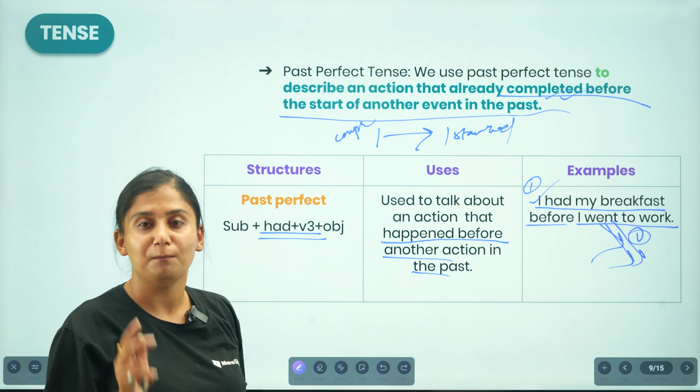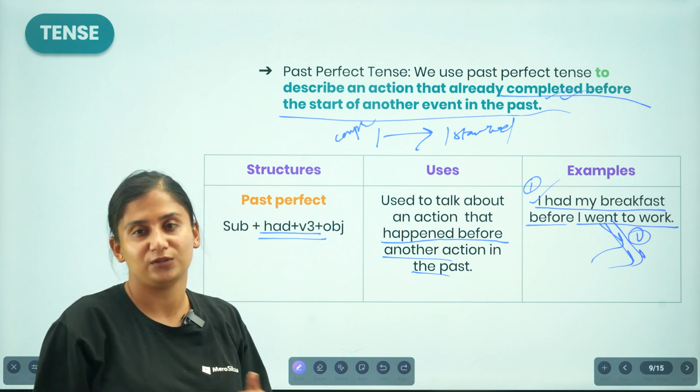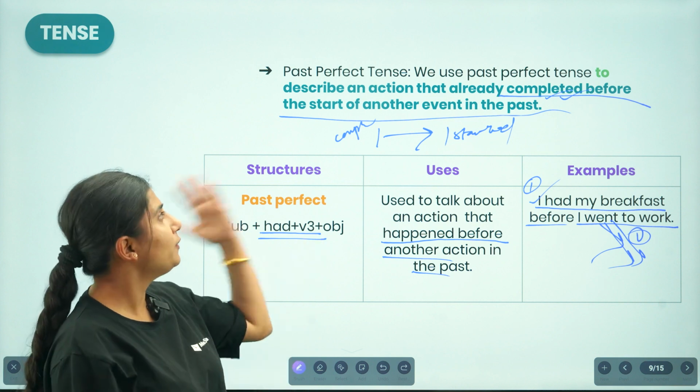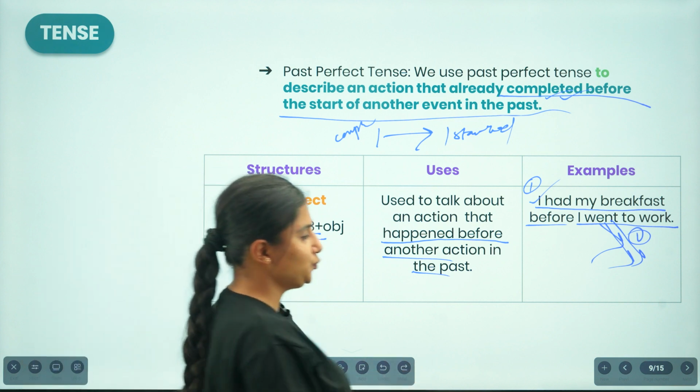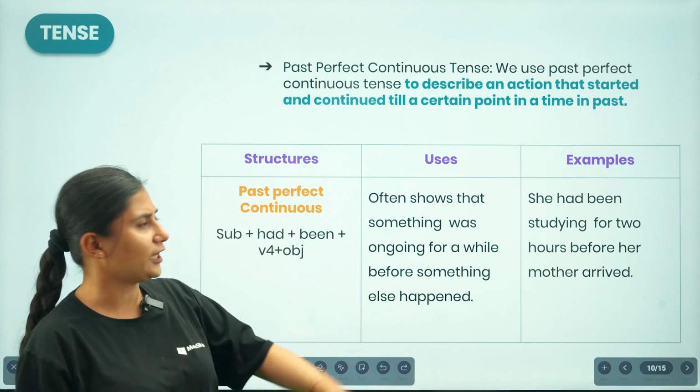Two actions occur, but the second action occurs only after the completion of the first action. That is what present perfect tense talks about. So let us move to the next idea, that is present perfect continuous tense.